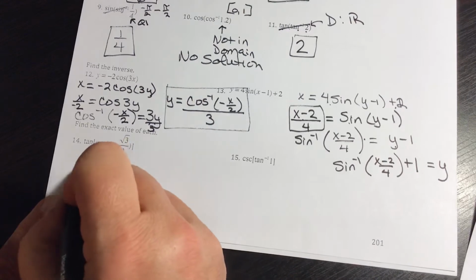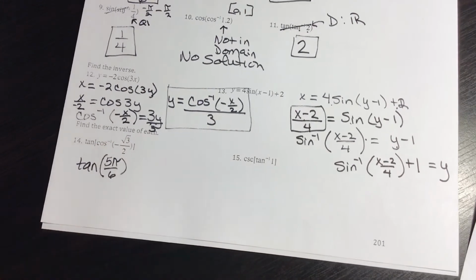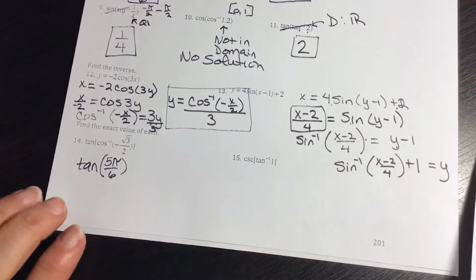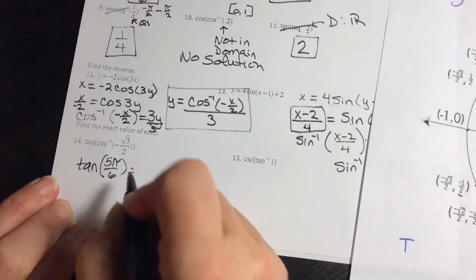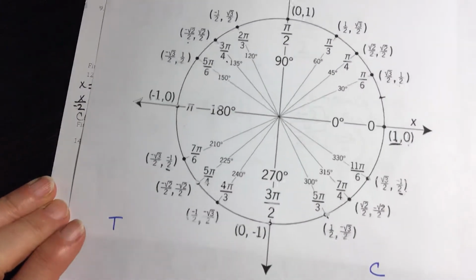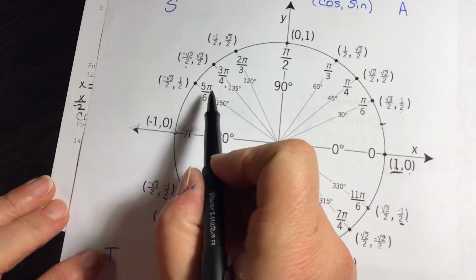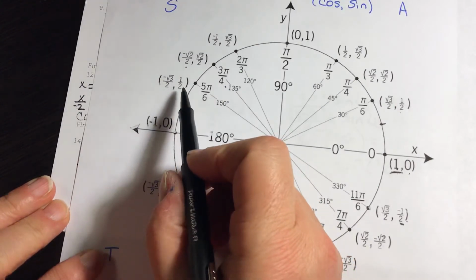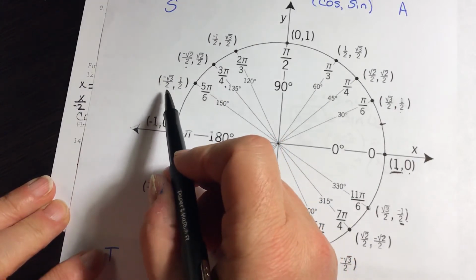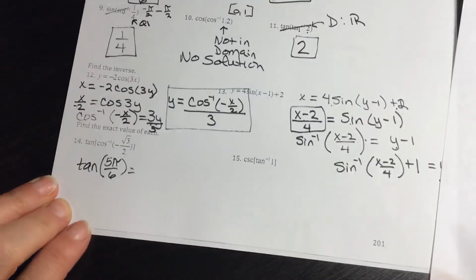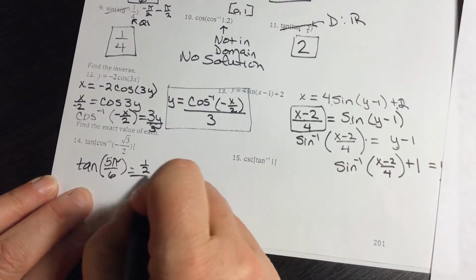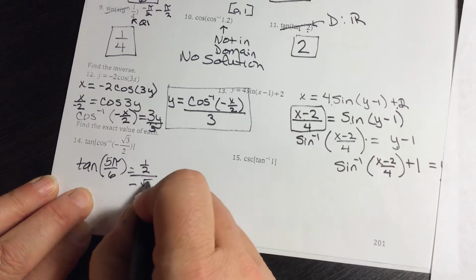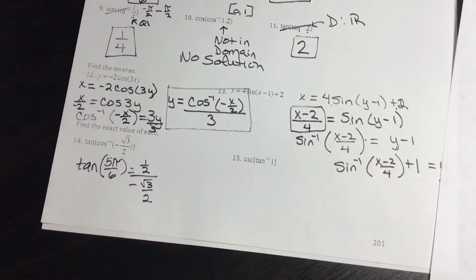And now I want to find the tangent of that angle. Remember, tangent is sine over cosine. So I'm going to look at 5 pi over 6. Sine is 1/2 over negative square root of 3 over 2. So I have 1/2 divided by negative square root of 3 over 2.